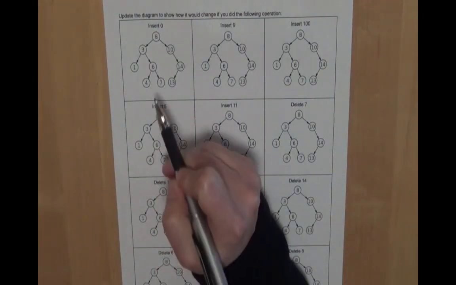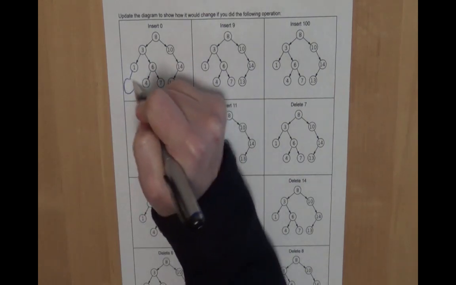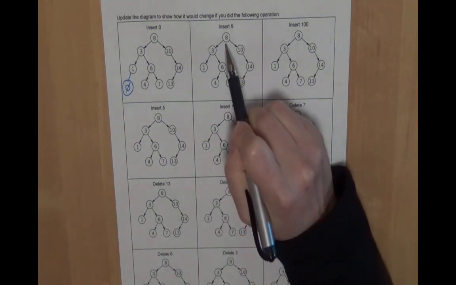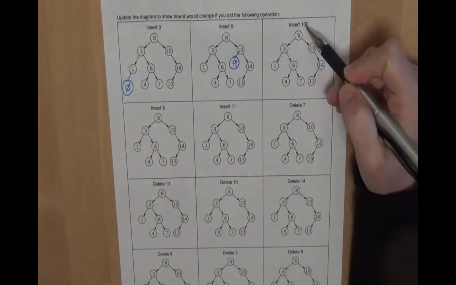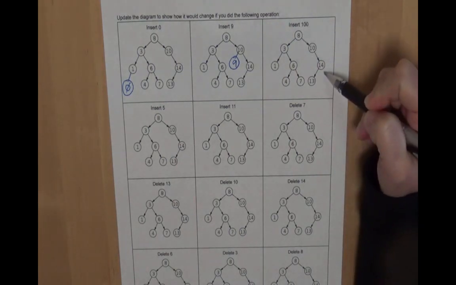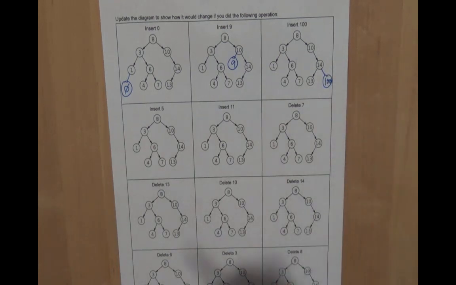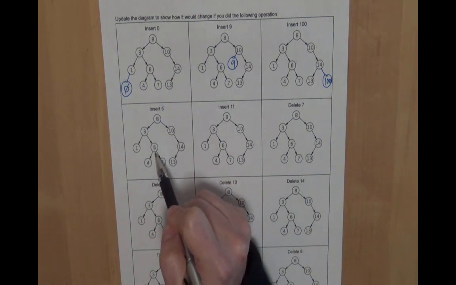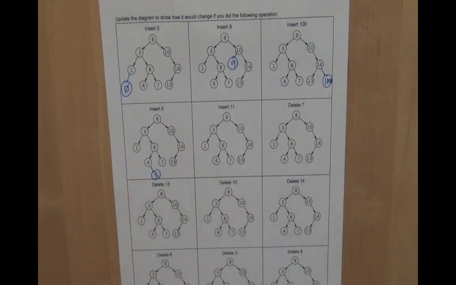Okay, let's look at the back side. Let's trace through these. Inserting 0, it's smaller than 8, smaller than 3, smaller than 1. There's no subtree there, so I add the 0 as a leaf. Insert 9, it's bigger than 8, smaller than 10, so I add it to the left here. Insert 100, it's bigger than 8, bigger than 10, bigger than 14, so I add it to the right here. Insert 5, smaller than 8, bigger than 3, smaller than 6, bigger than 4, so it's got to go to the right of 4, so I add the 5 there.